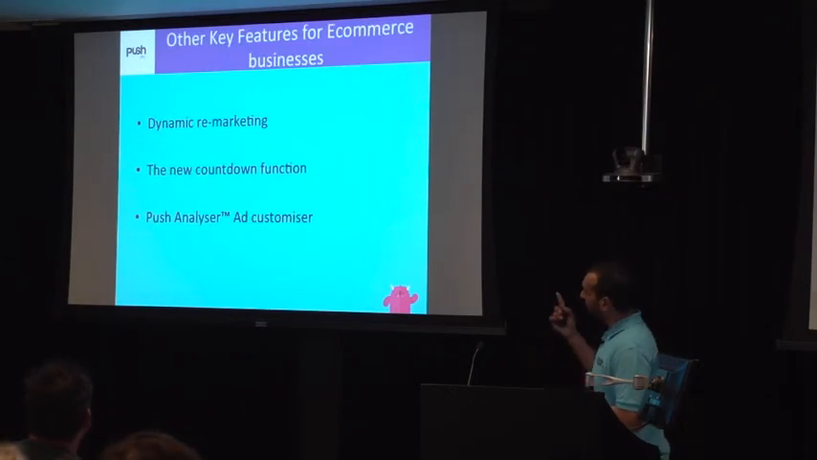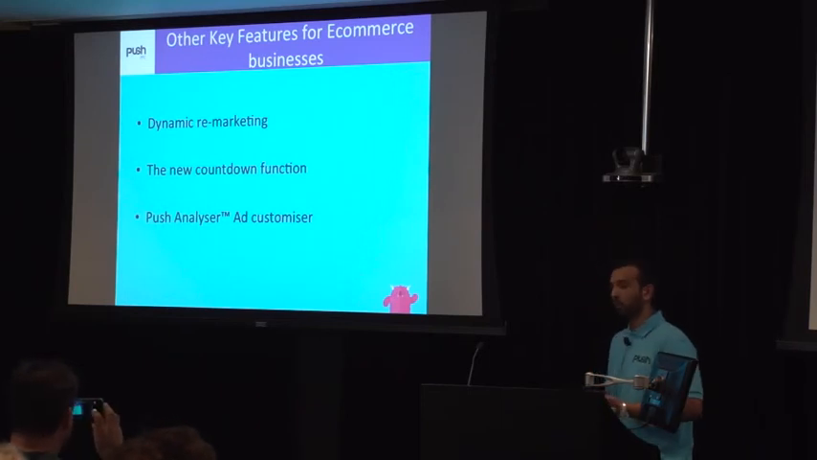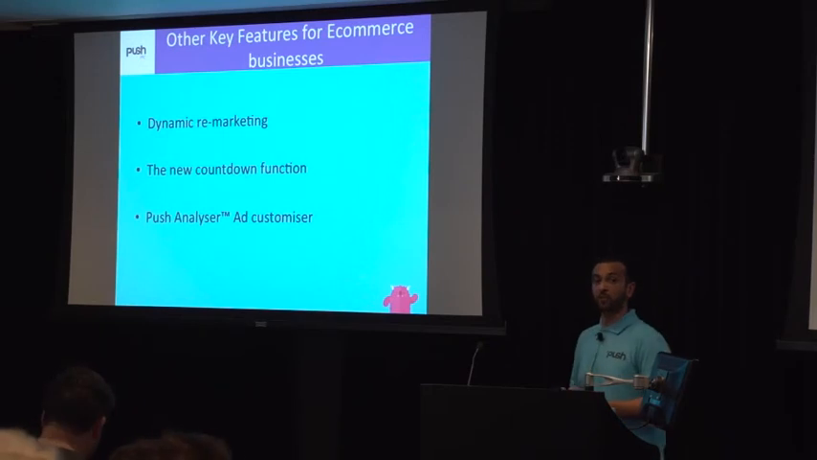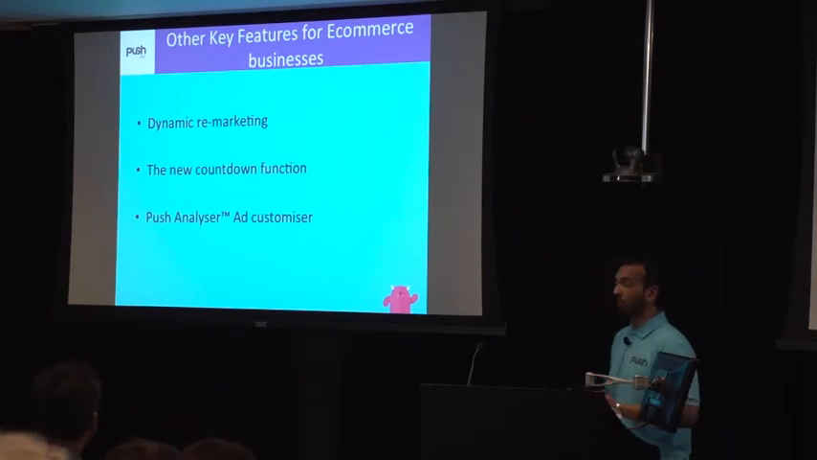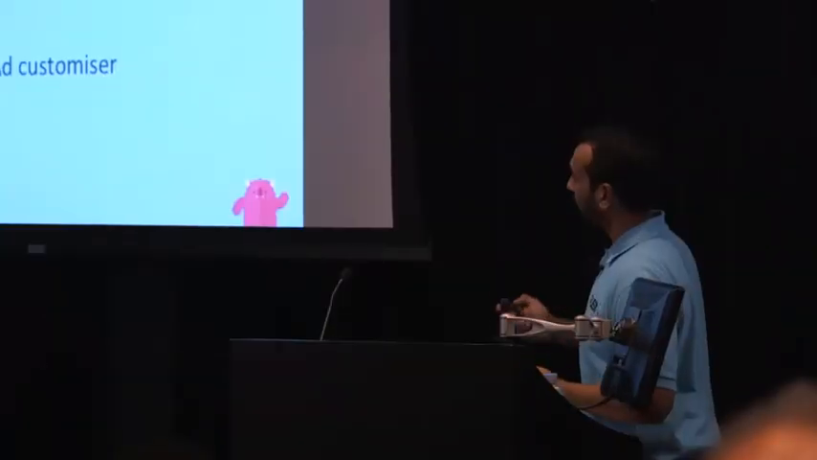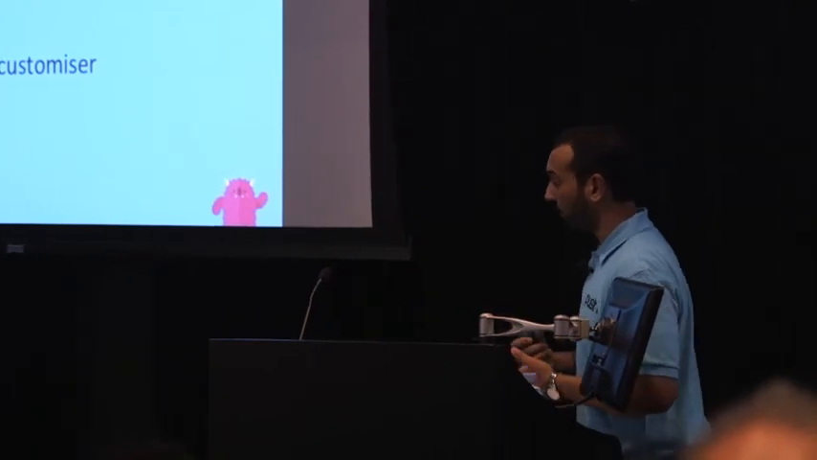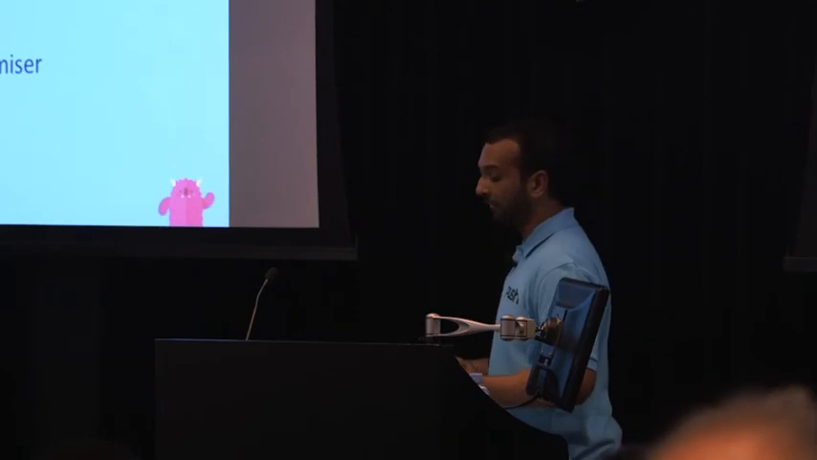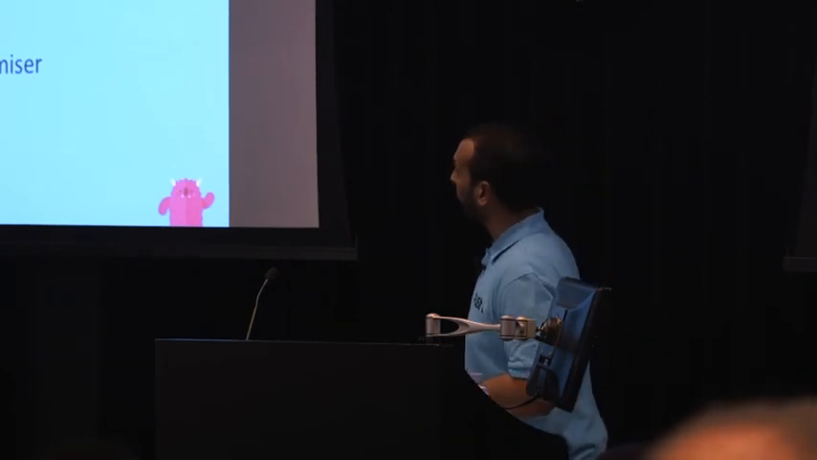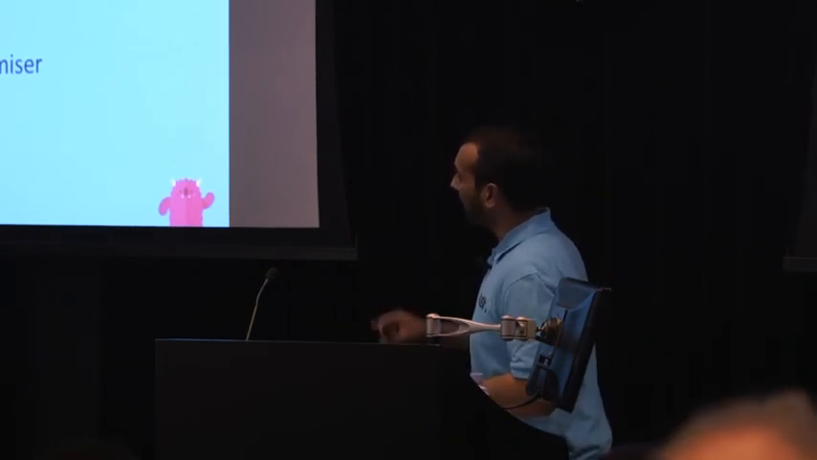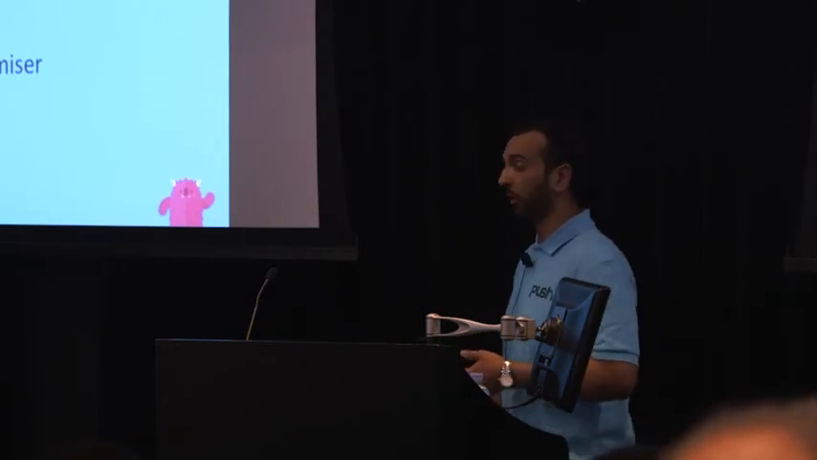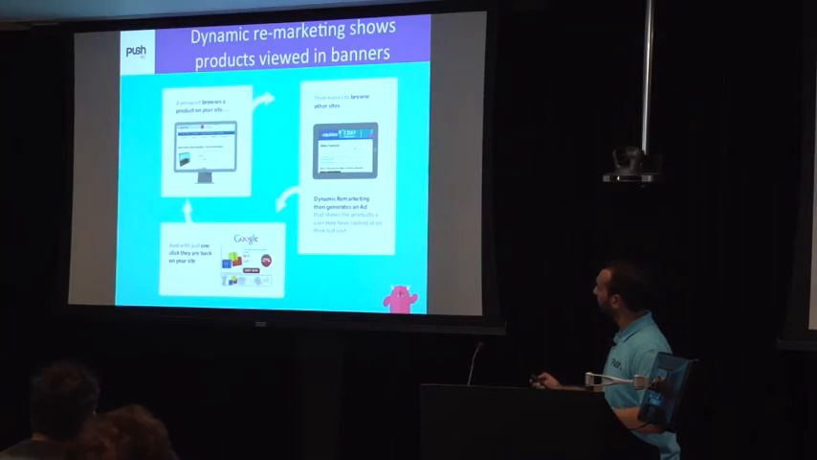So these 3 things are away from Google Shopping, but there are other key features that could be successful if you have an e-commerce business. The first one that I'll take you through is dynamic remarketing. The second, a new countdown function that we have available to us from Google. And then a tool that has been developed in the push analyzer, which is called the ad customizer.